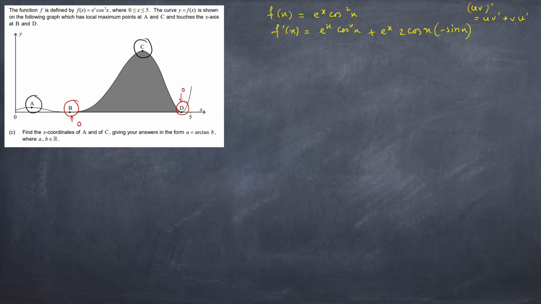One more thing, here we need to implement the chain rule also, because here the function v is equal to cos² x. As it is cos² x, we need to implement the chain rule again. So after applying all these things, f'(x) will be e^x cos² x plus e^x 2 cos x into minus sin x. Ultimately we can take e^x cos x in common, so cos x minus 2 sin x. So this is the value of f'(x).